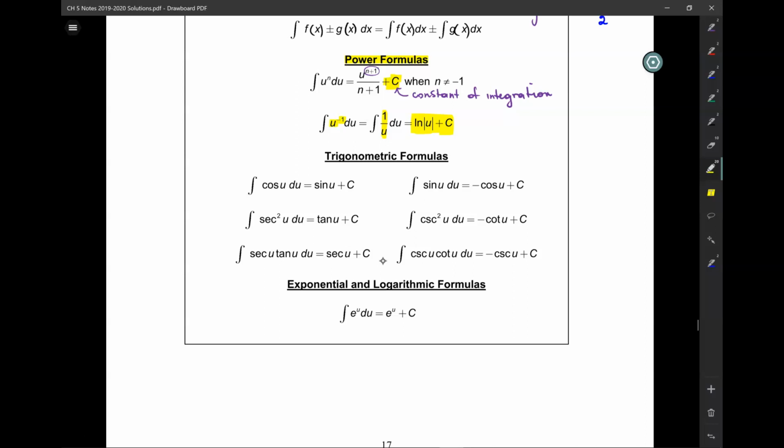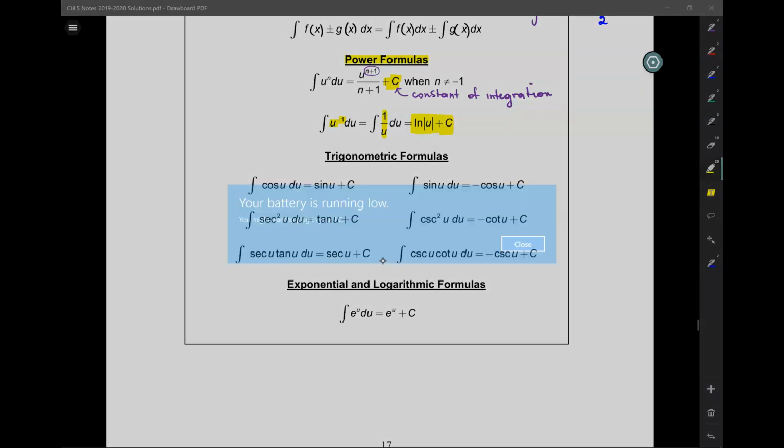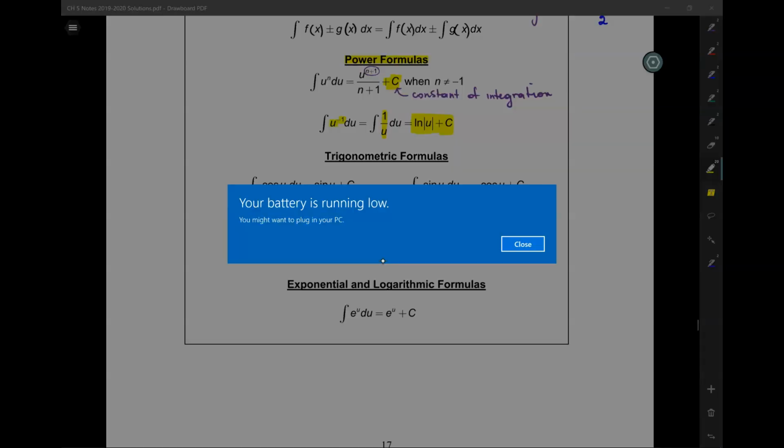Why is it an absolute value instead of like? Because why is it not an absolute value? Because you can never take the ln of a negative number, because that means raising something to an exponent and making it negative. That's impossible.